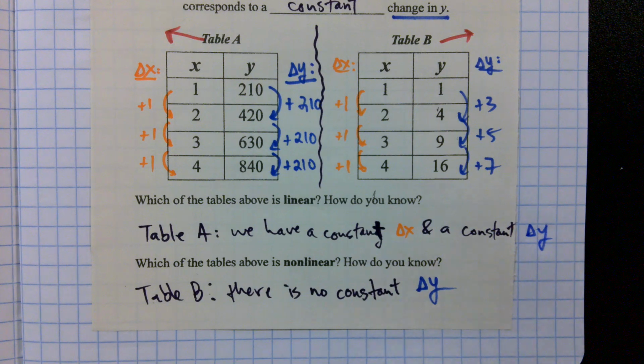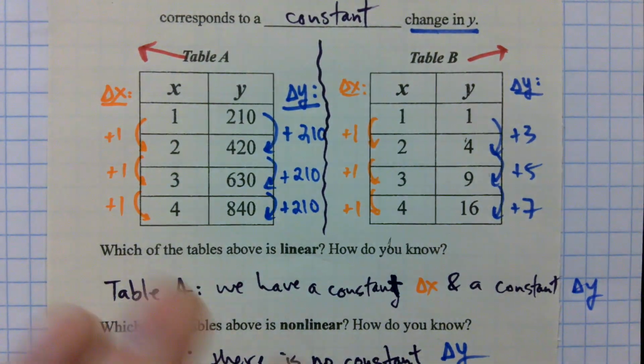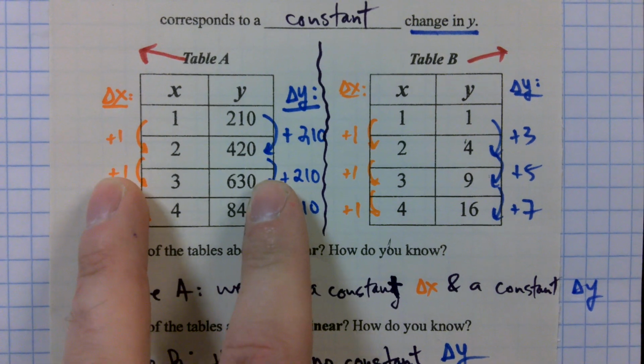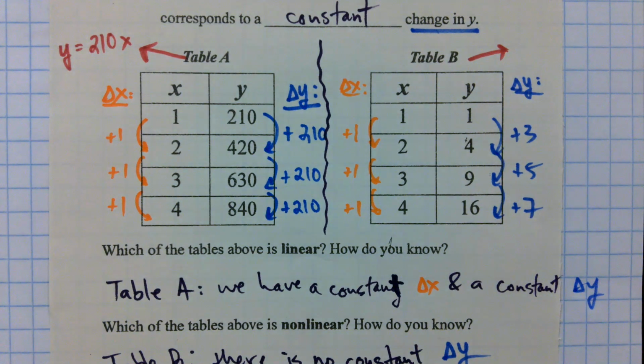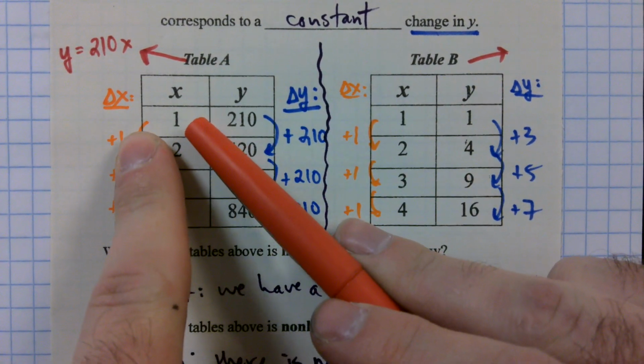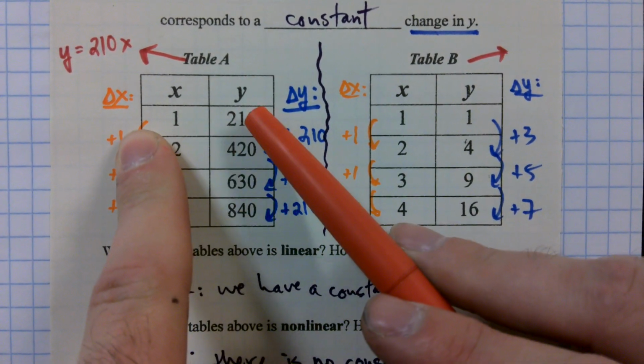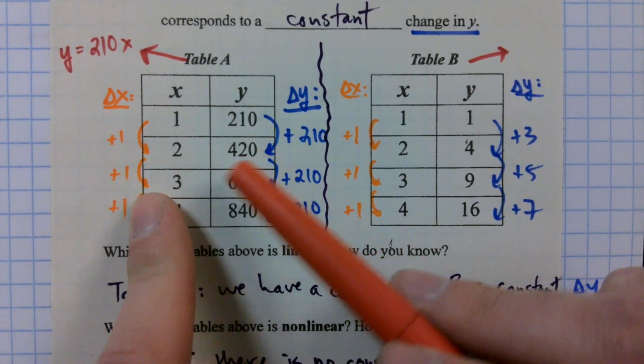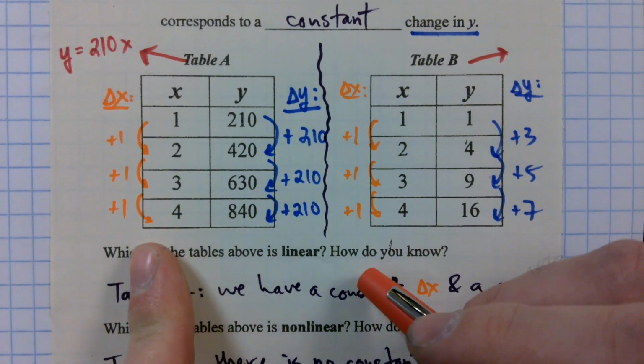Okay, 3 groups got it, which is great. Mike, was Mike in one of them? No, it was not. Okay, let's take a look. Which group got it right? I think almost everyone got the first one right. This one's easy because this is linear. This is just y is equal to 210x, because 210 times 1 is 210, 210 times 2 is 420, times 3 is 630. You guys with me?